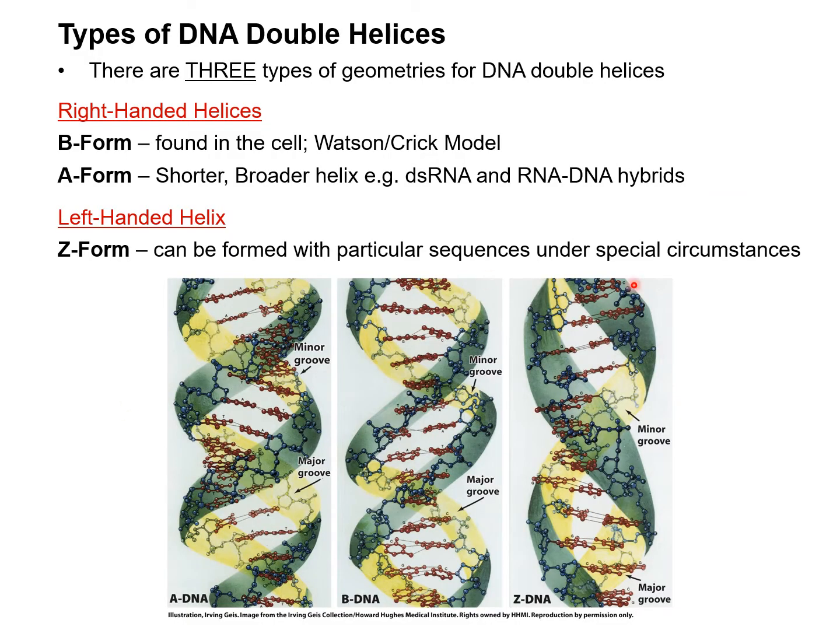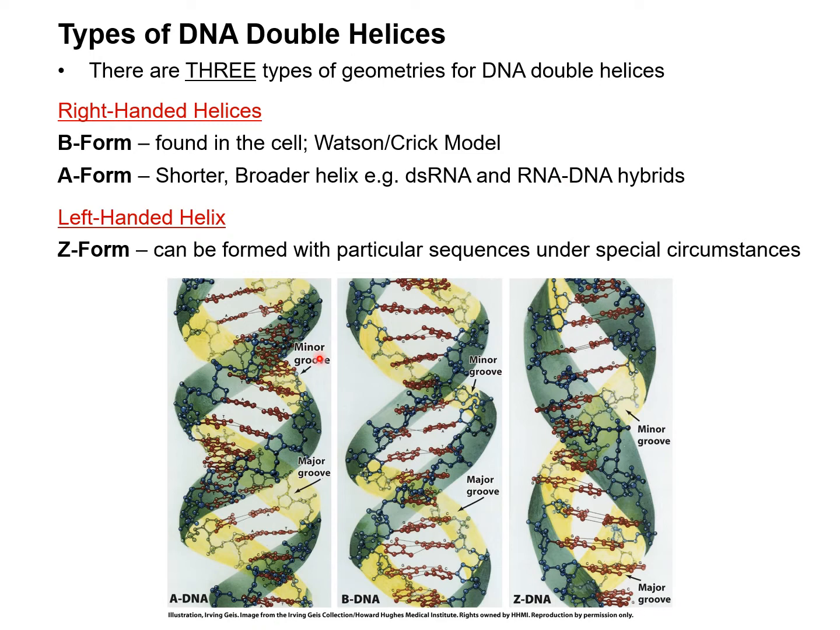There are three types of geometries for double-stranded helices. Two of them are right-handed helices, which are the B form and the A form. The B form is found in the cell, and most DNA under normal conditions assumes this structure, which also fits well with the Watson-Crick model. As opposed to that, the A form is a shorter and broader helix, and examples are double-stranded RNA instead of DNA, and also RNA-DNA hybrids.